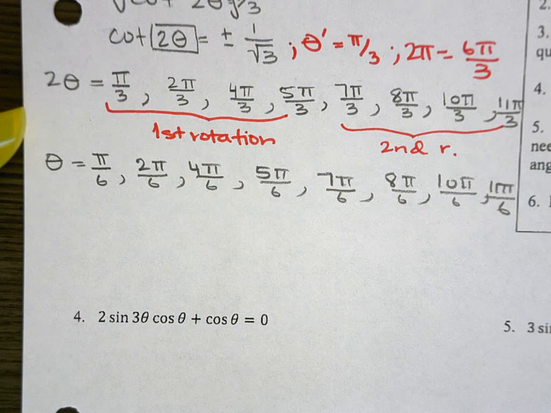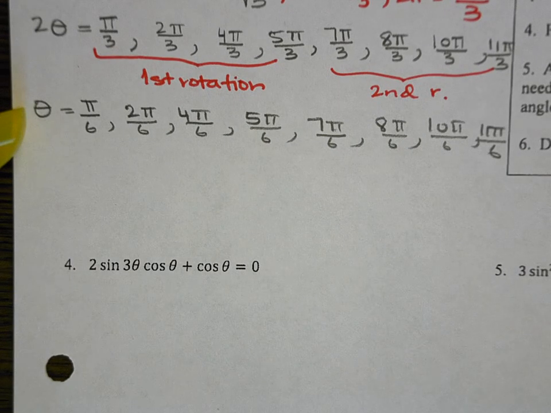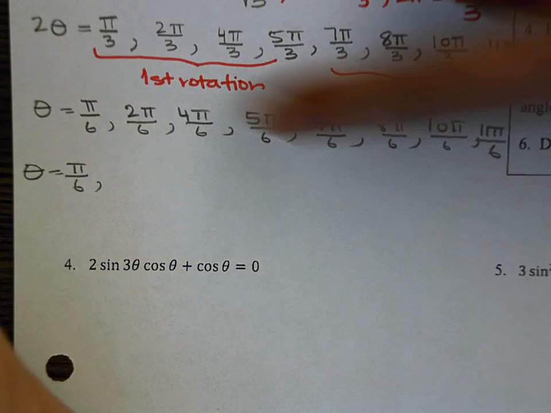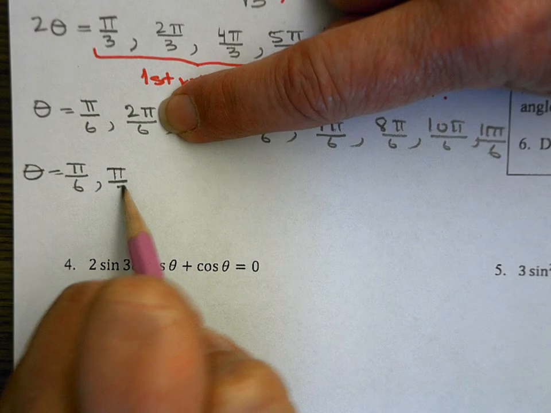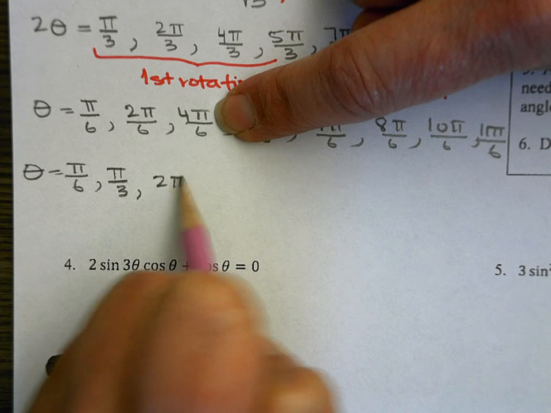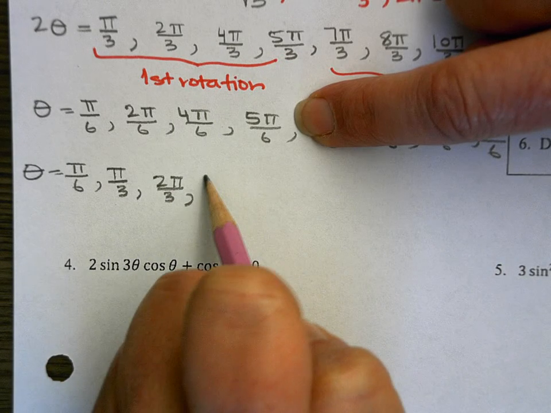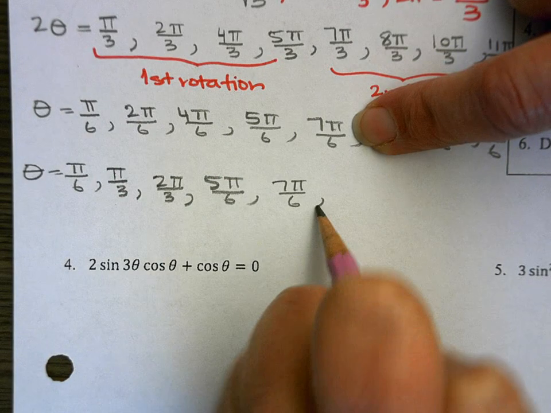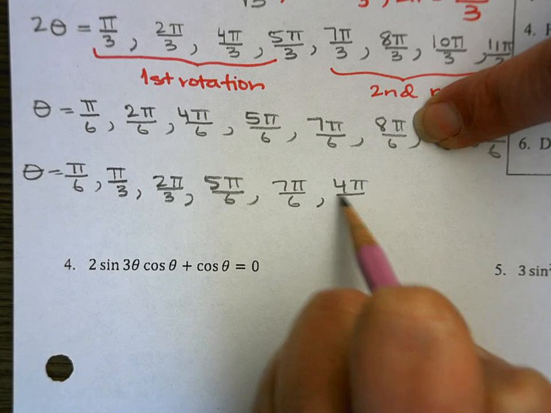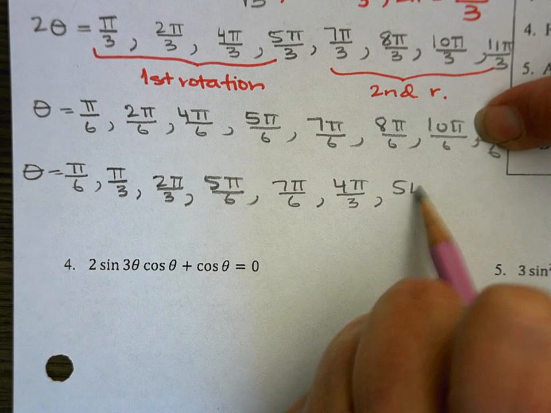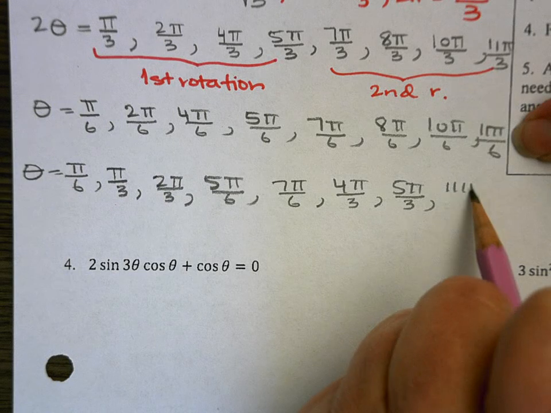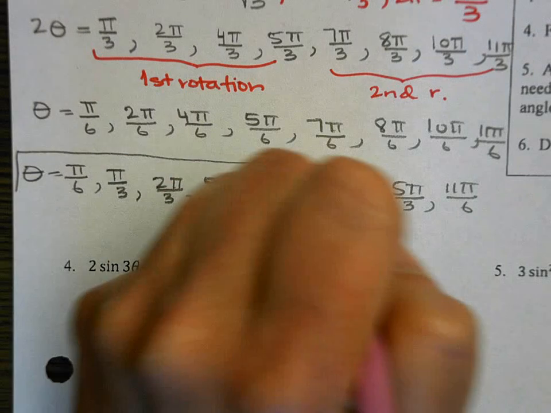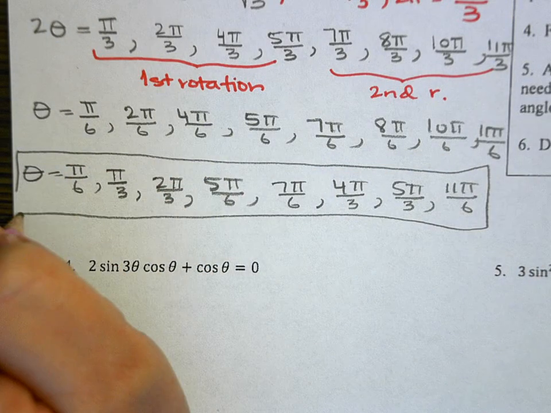And then any of these that reduce, I should reduce, right? So in this particular one, 2 pi over 6 reduces to pi over 3. 4 pi over 6 to 2 pi over 3. And then 8 pi over 6 to 4 pi over 3. 10 pi over 6 to 5 pi over 3, and then of course 11 pi over 6. So then I have 8 answers because I had a square root that rotated twice.